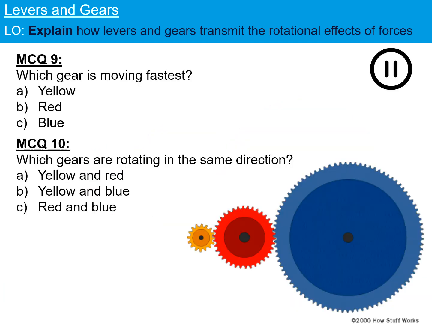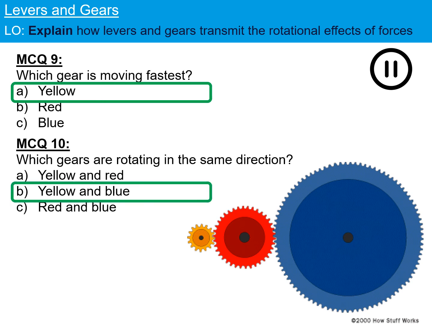So, pausing the video, can you answer multiple choice questions 9 and 10? You should now have A, B or C written down for questions 9 and 10. The yellow gear is moving fastest because it's got the smallest number of teeth. And the yellow and the blue are rotating in the same direction.